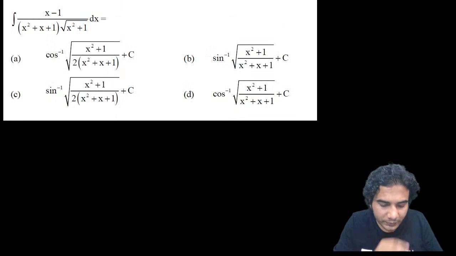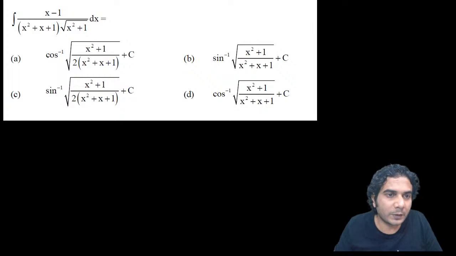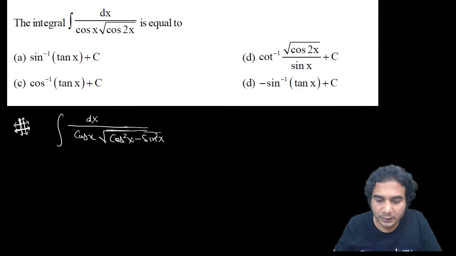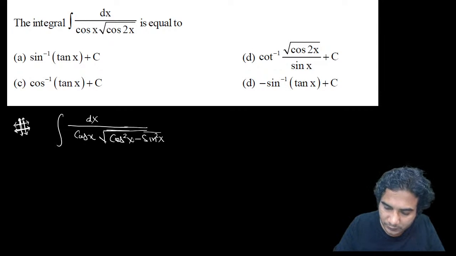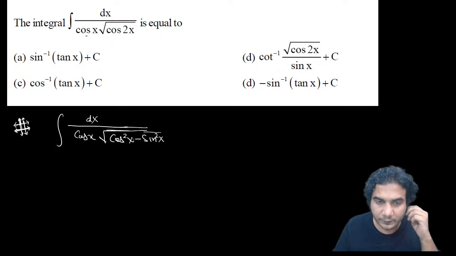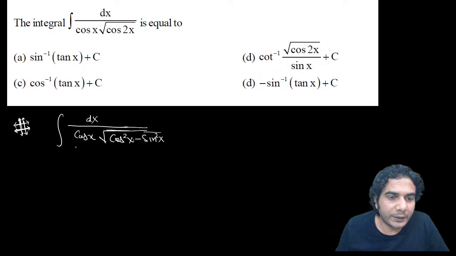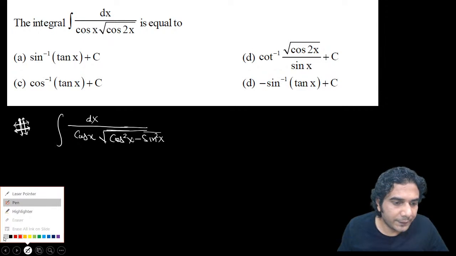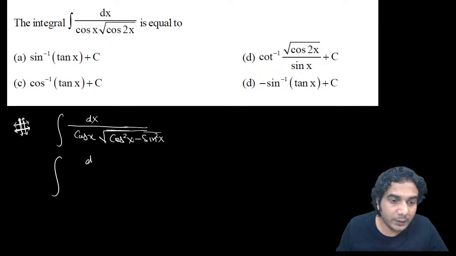Okay, so now let's do it. This problem, this one. So now, okay, so take cos common. If you take cos common, it is going to be mod cos x outside.